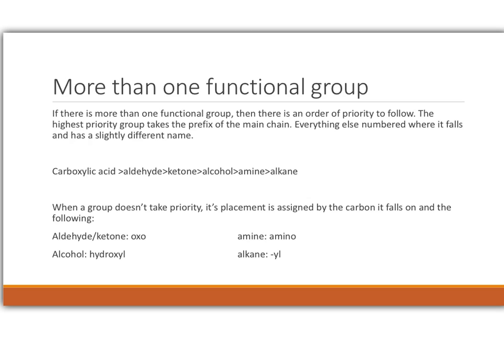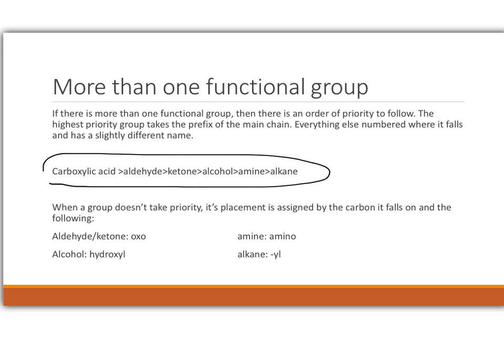So carboxylic acids have the highest priority. If you have a carboxylic acid, your end name will be enoic acid. And then it goes in order from there, from carboxylic acids to aldehydes, to ketones, to alcohols, to amines, to alkanes. This also means that I'm only going to be giving you these possible functional groups together. So I won't do this with an ester, I won't do this with an amide.